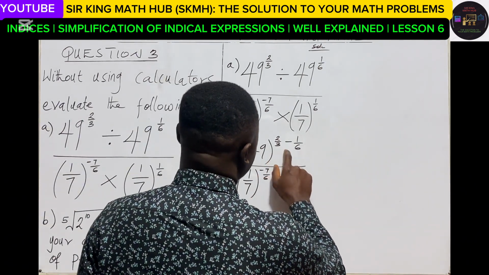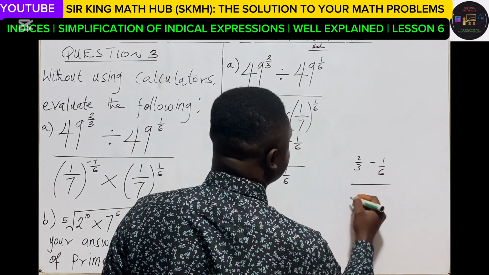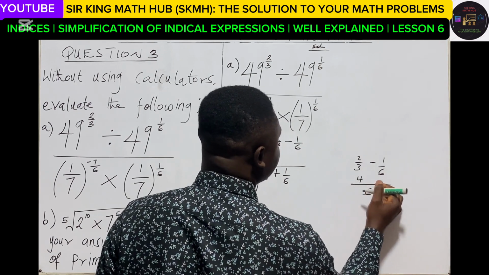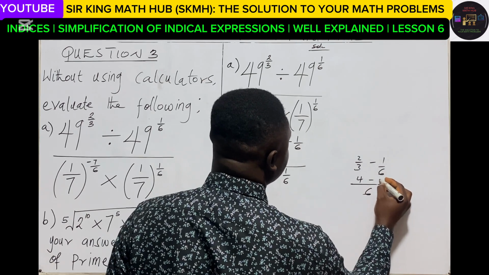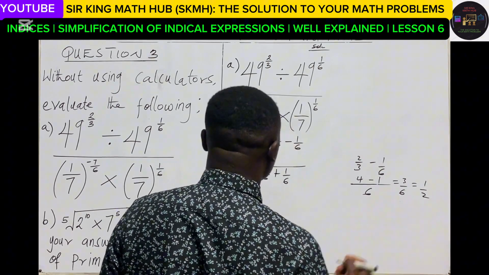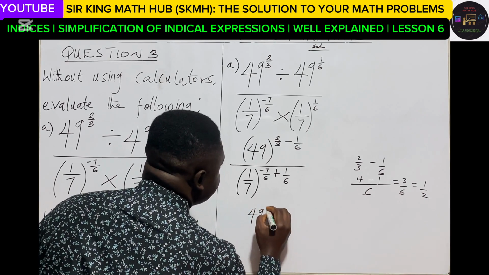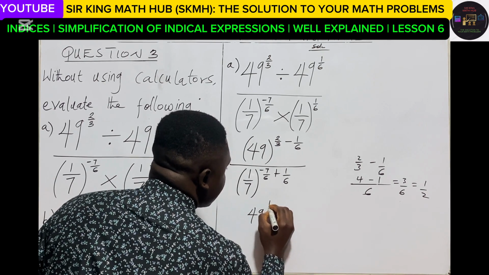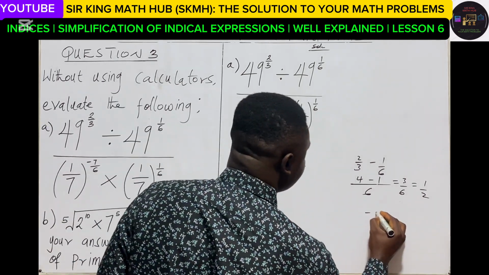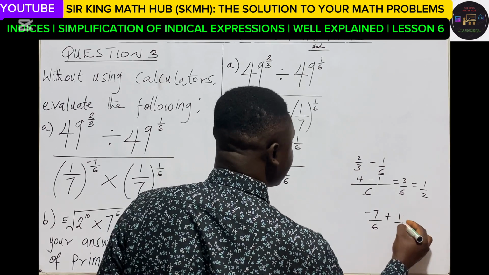So now 2 on 3 minus 1 on 6. The LCM here is 6. 3 goes into 6, 2 multiplying 2, 4. 6 goes into 6, 1 multiplying 1, that is 1. So we have 3 on 6, and this can be simplified as 1 on 2. So for the numerator, we have 49 exponent 1 on 2. Now also for the denominator, minus 7 on 6 plus 1 on 6.